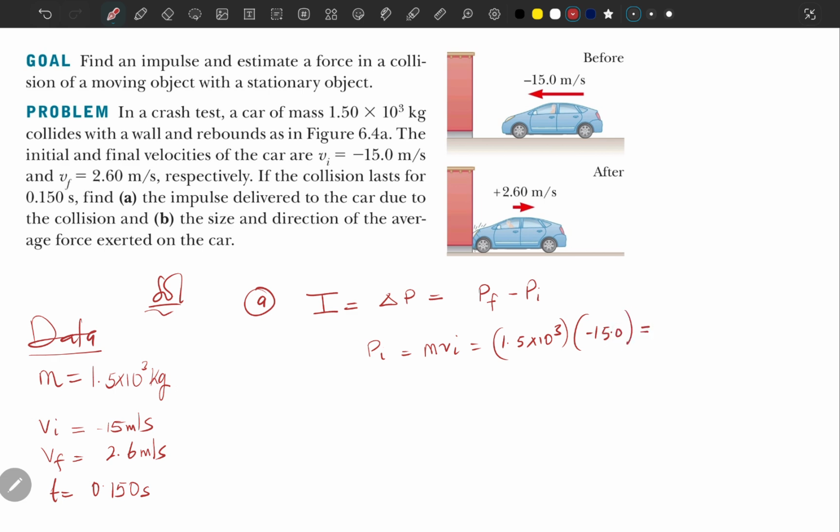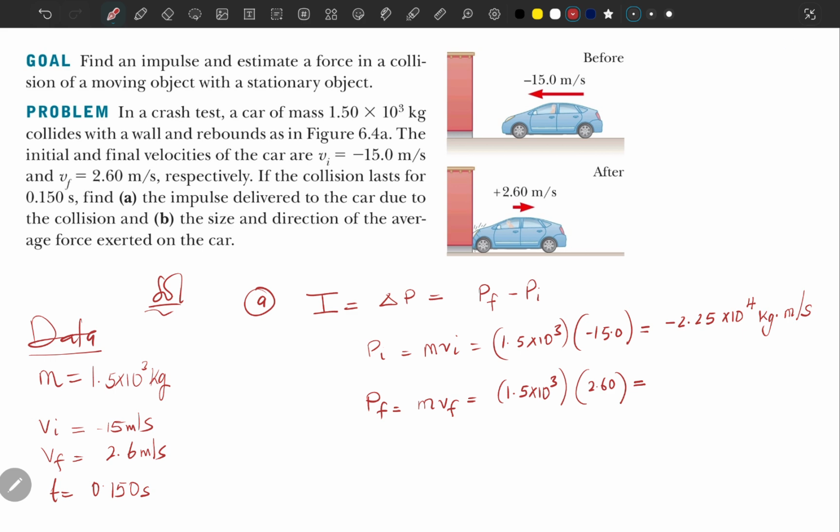So let's punch it on the calculator. After punching on the calculator, I'm getting negative 2.25 times 10 to the power 4 kilograms meter per second. So that is our initial momentum. Now let's find our final momentum. The mass is the same, so we're going to use the final velocity, which is 2.60.